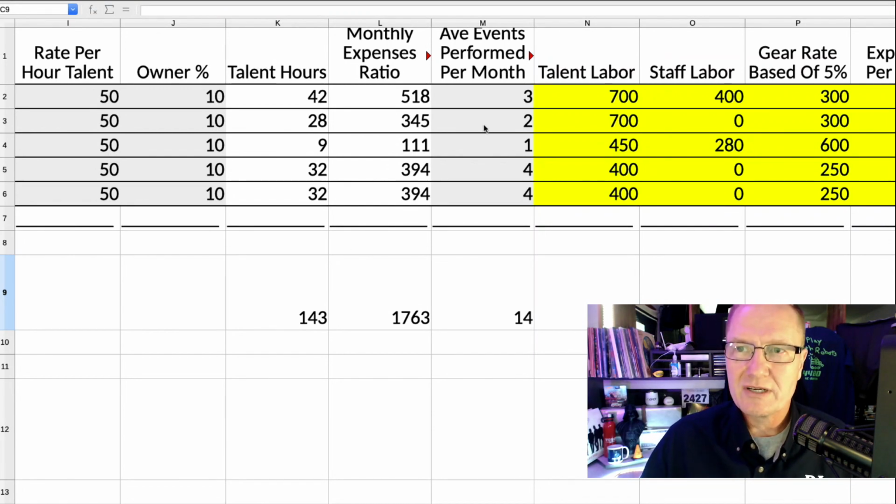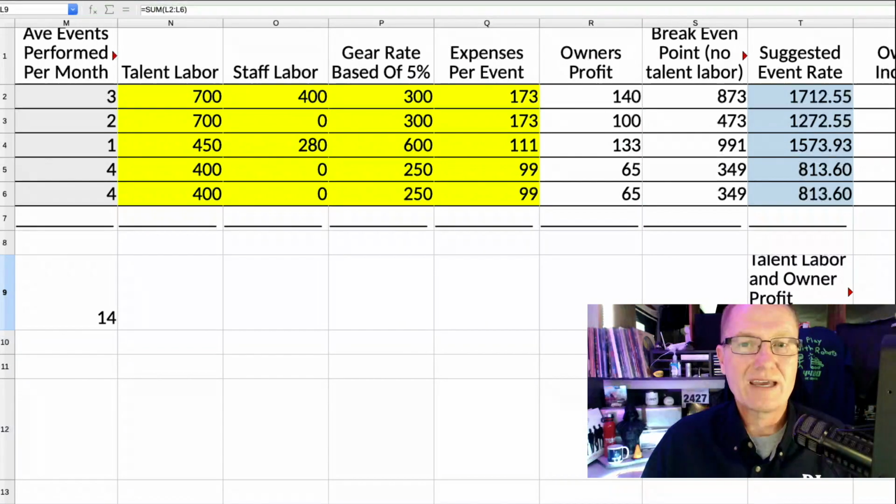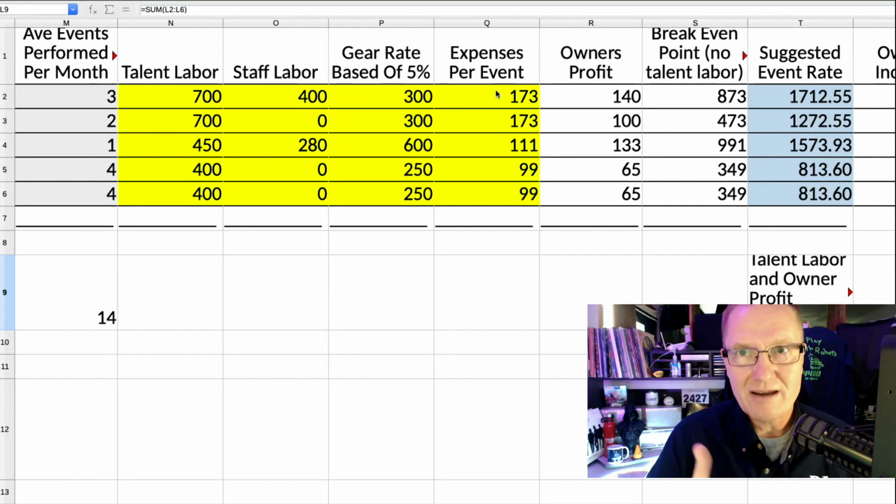So we're going to be doing three of the bigger weddings, 2 of the smaller weddings, and we're going to continue down. So those 3 weddings have a talent fee, 14 hours at $50 an hour for $700. The staff, that extra person roughly is going to come in there at around $400. Could be less, but I'm going to be generous here because I like to pay my people well, so they stay with me. There's going to be a gear cost of about $300 because, again, that's 5%. And then the expense ratio per wedding is basically we take that amount of money that was there and it comes down to $173 per event.